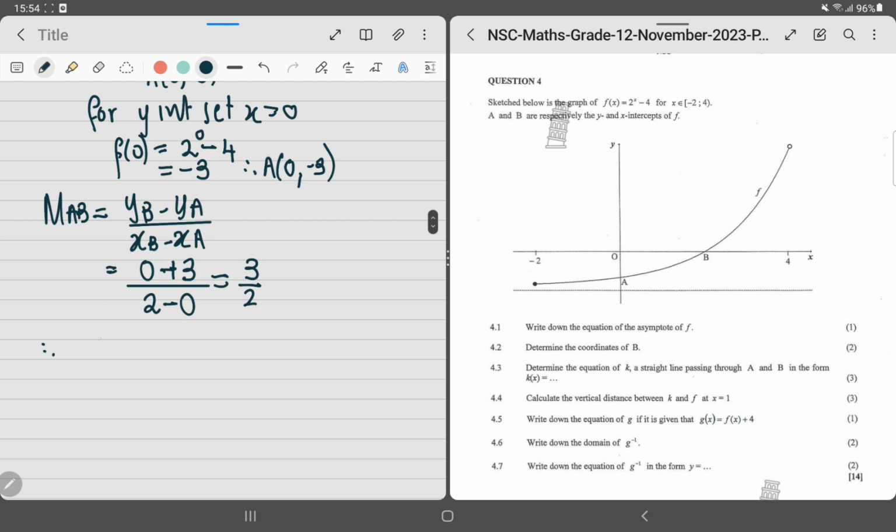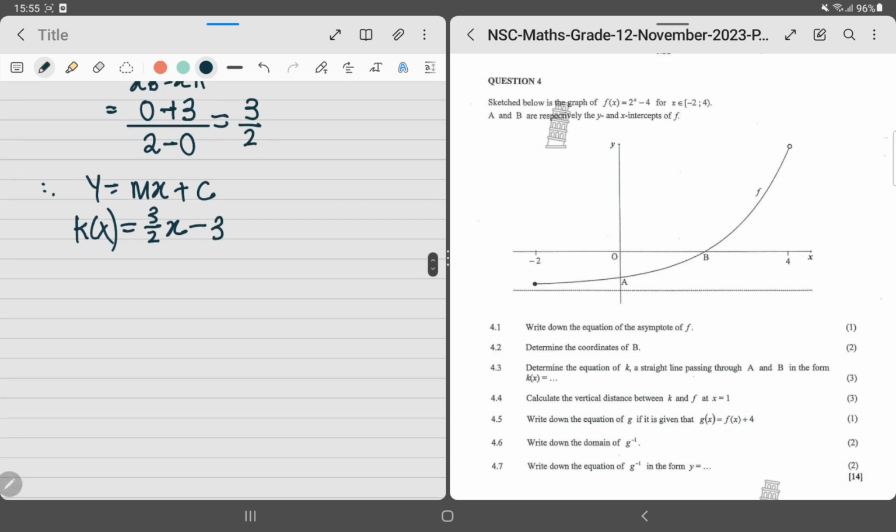Therefore, we know that the equation of a straight line is given by mx plus c. So k of x should be equal to, the gradient is 3 over 2 x, minus c is the y-intercept. And we already know that the coordinates of A is (0; -3). So that must be a -3.